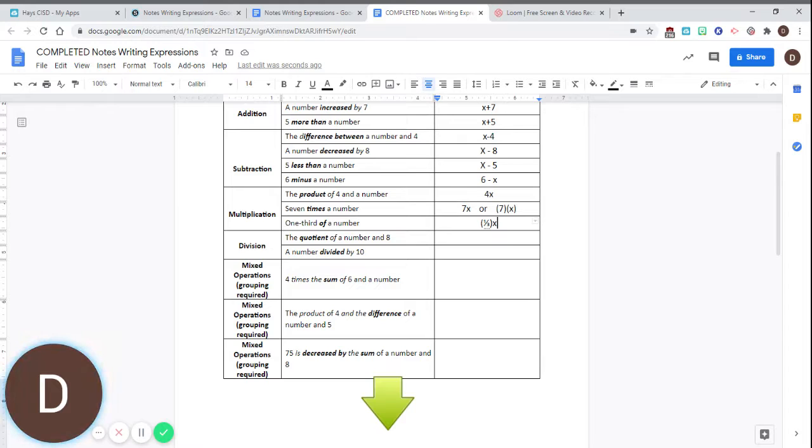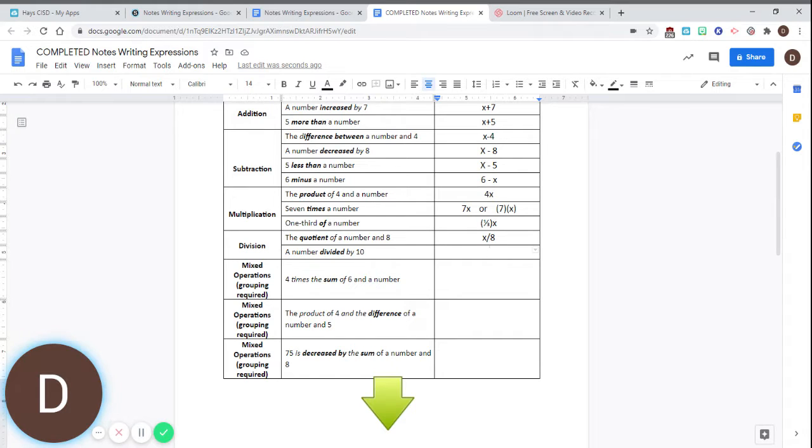Now division, quotient is a key word. So if you want the quotient of a number and 8, that just means we take the number and divide it by 8. That's the quotient. And I don't mind if you write your fractions like this, or if you write them with the x on top of the 8. You'll see me do that when I'm writing it by hand.